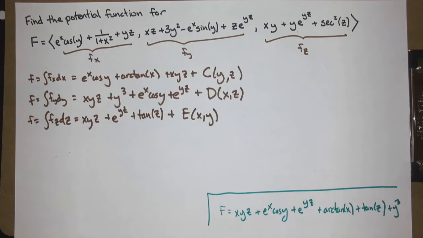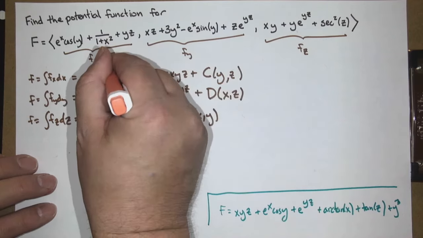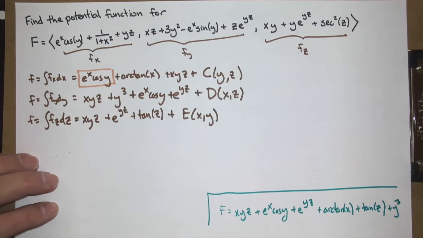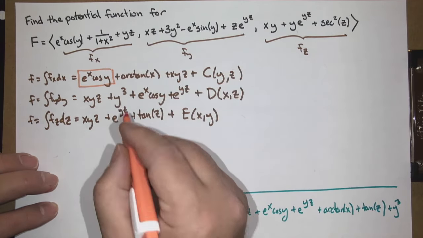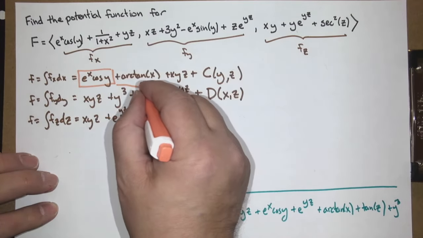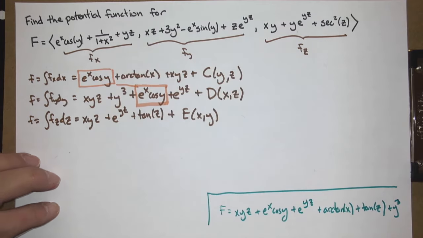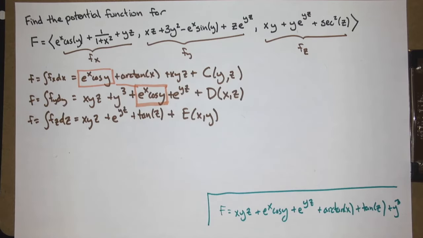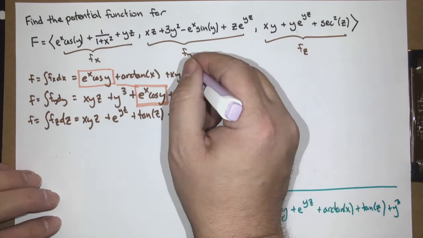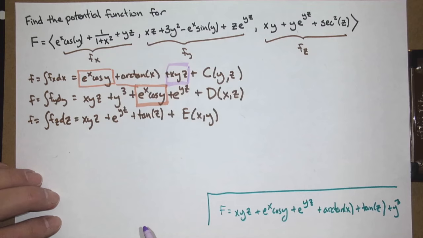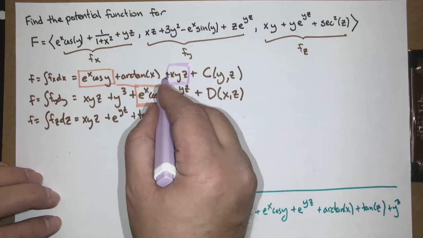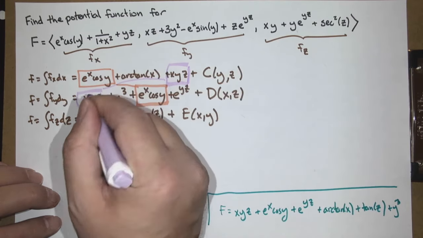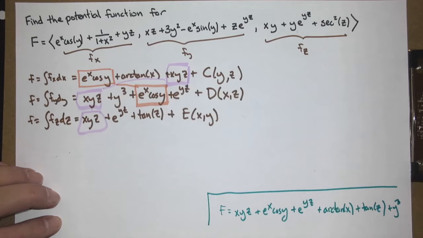So we start checking for consistency. I see an e to the x cosine y in the x part. So what else do I need? I need an e to the x cosine y in the y part. So that's a consistent one. Arctangent x is fine as is, because it only depends on one variable, so I don't have to check for multiple locations. How about the xyz? It's got to show up in all of them. Well, good news, it's here in y, and it's also here in z. So it's consistent throughout.